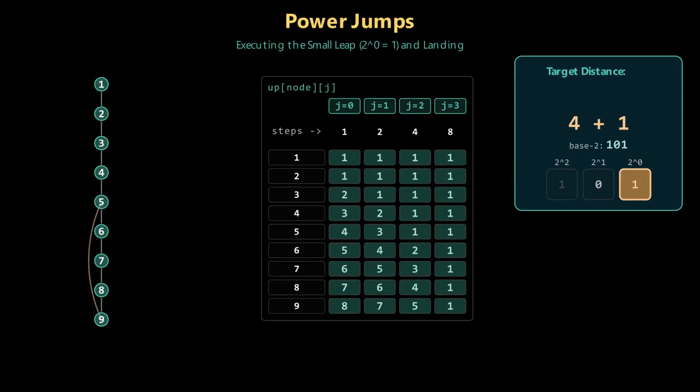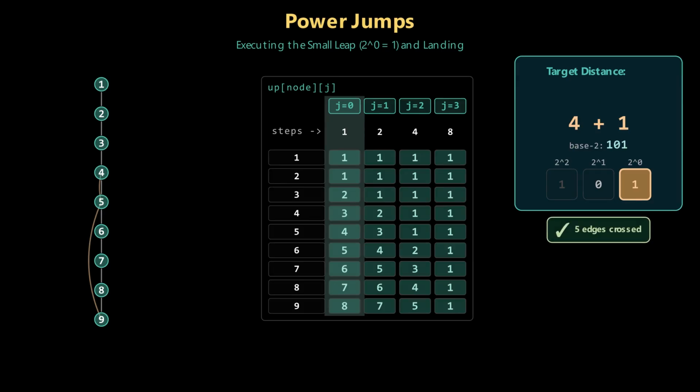With 4 steps cleared, the algorithm moves to the next active bit, which represents a jump size of 1. We look up column index 0 for our new position, take one final leap upward, and land exactly on our target ancestor. By breaking distances down into binary components, we can scale massive depths using only a tiny handful of high-speed jumps.